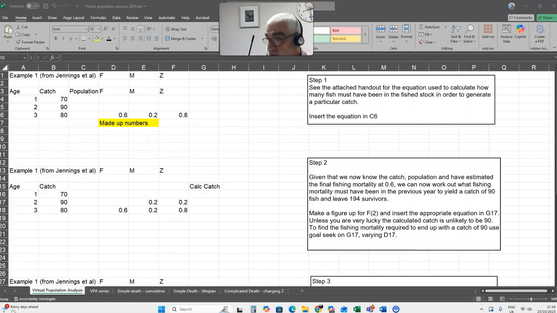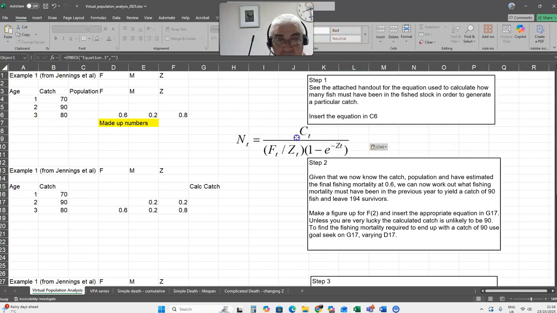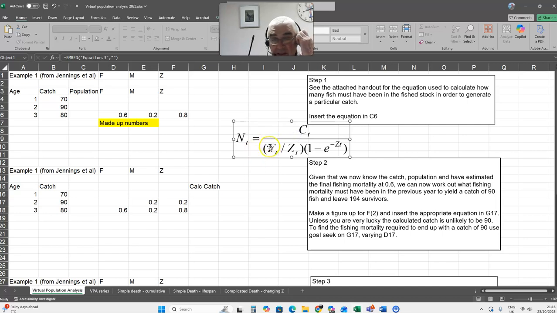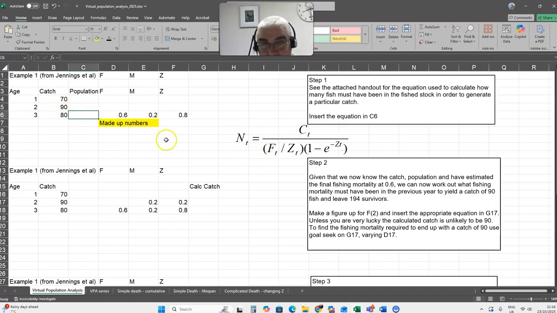So let me just put that over here. I think I can copy the equation. I'll copy the equation and put it here so we can keep it, so we can work out what we're doing. So we're basically just going to plug that equation in here. Okay, so you only do this with the last age class of the fish though.